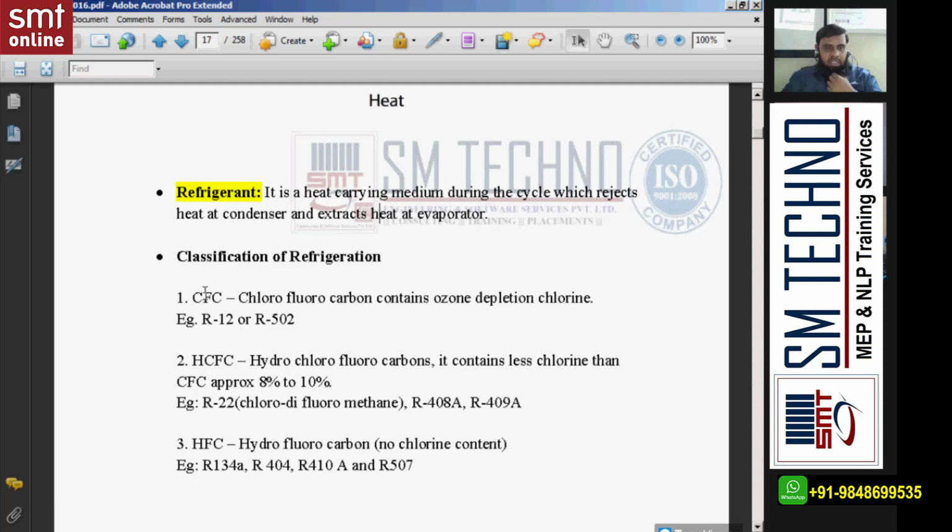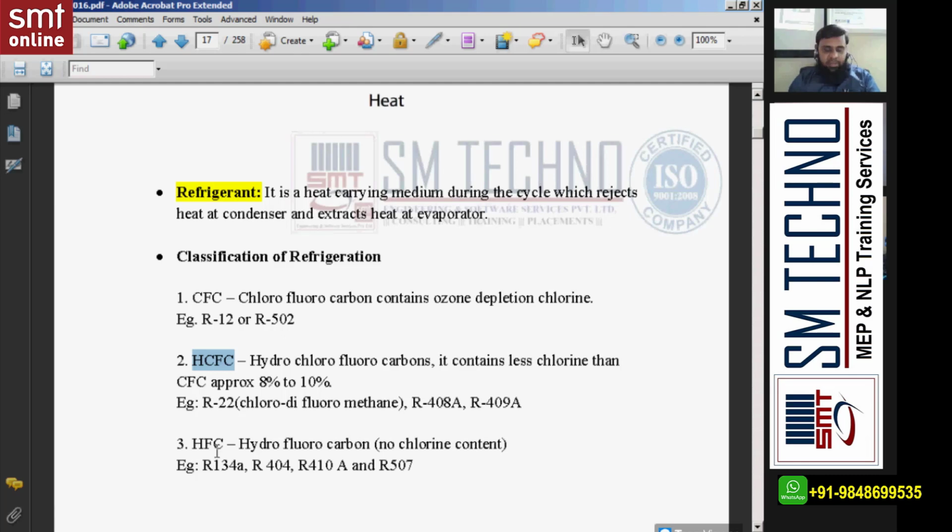It's given here. First is CFC, second is HCFC, and third is HFC. So if you talk about the history of refrigeration, before the 19th century, people were using natural refrigeration, like cutting ice from the polar region and using solid carbon dioxide, nothing but dry ice, and some natural resources. And that was difficult. It's not easy using natural resources for cooling.